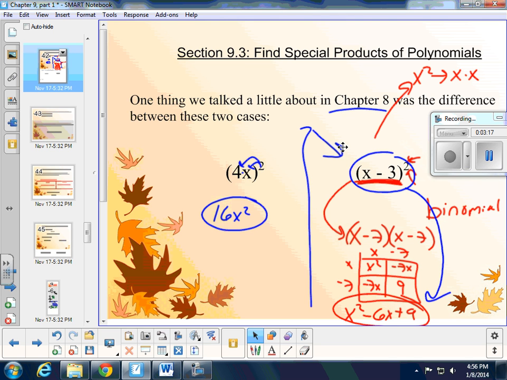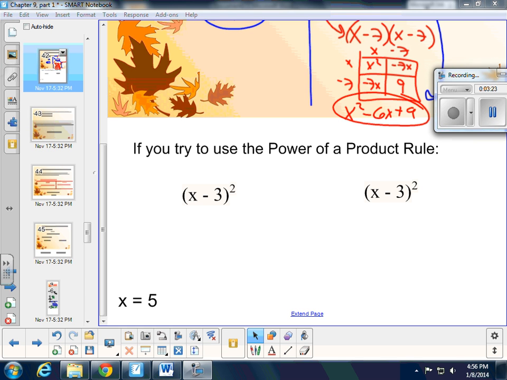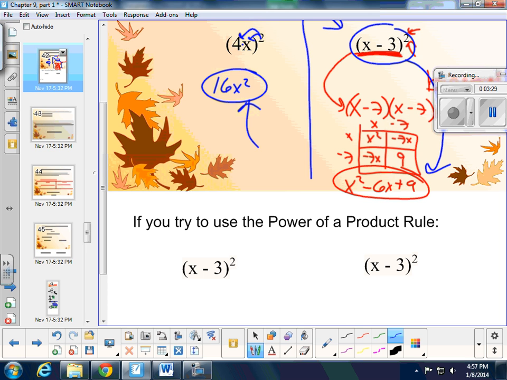Before I talk about that, I want to mention one more thing. Again, showing you like I did up here in chapter 8, why this power of a product rule works for a monomial, but it doesn't work for a binomial. There's a few different ways maybe I could show you how that works. Here's a quick way. It's x minus 3 and that's squared. And then let's say we actually know what x is. Let's say x is 5. Well, like you've done in many grades before, 5 minus 3 squared is just 2, and 2 squared gives me 4.